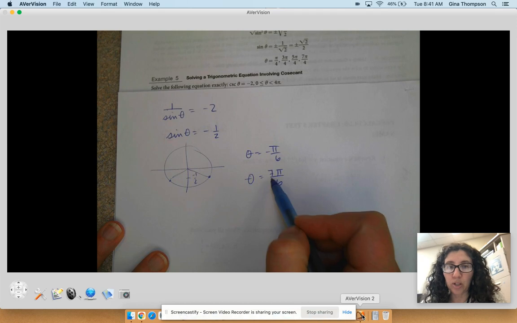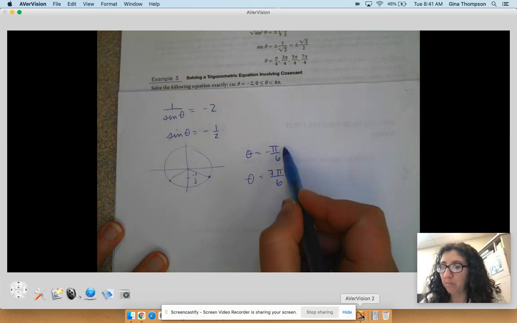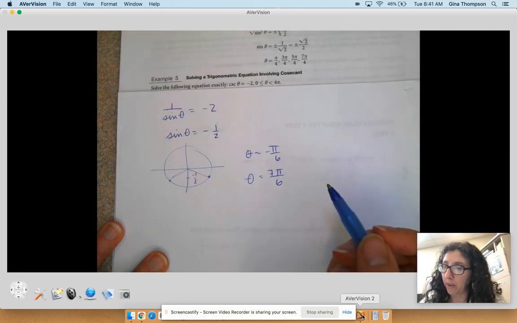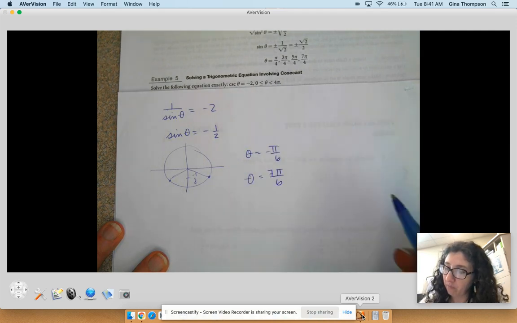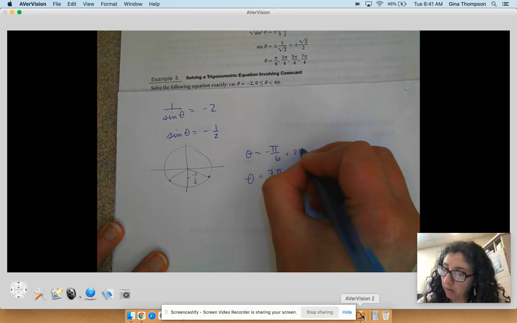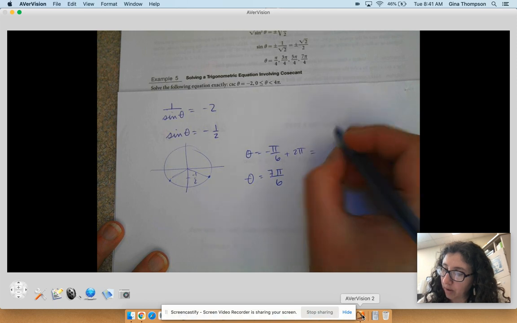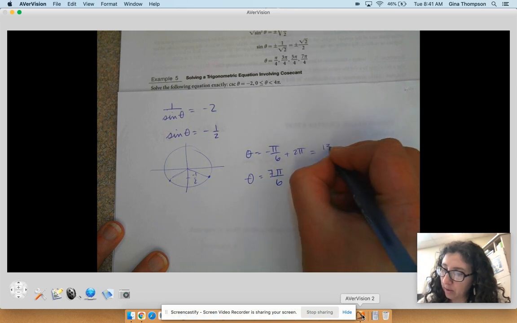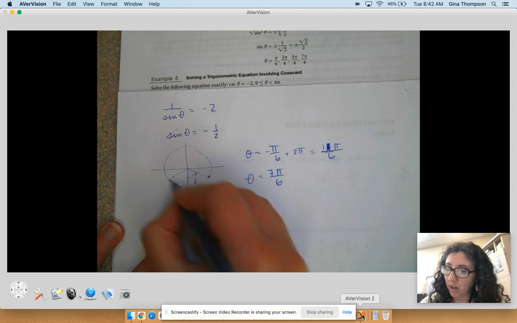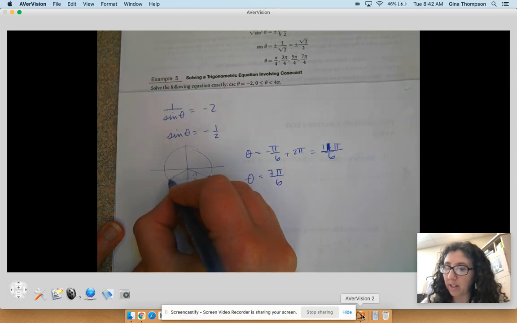So those are my two solutions, but this one isn't between 0 and 4 pi, right? So I'm going to have to add 2 pi to this one. So that's going to give me 13 pi over 6. No, 11 pi over 6. 11 pi over 6 is this in the positive direction, right? 11 pi over 6, there's 7 pi over 6.